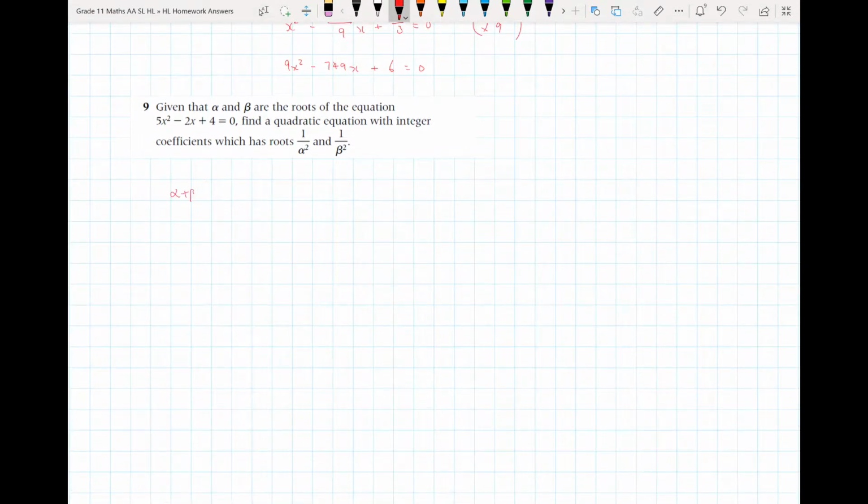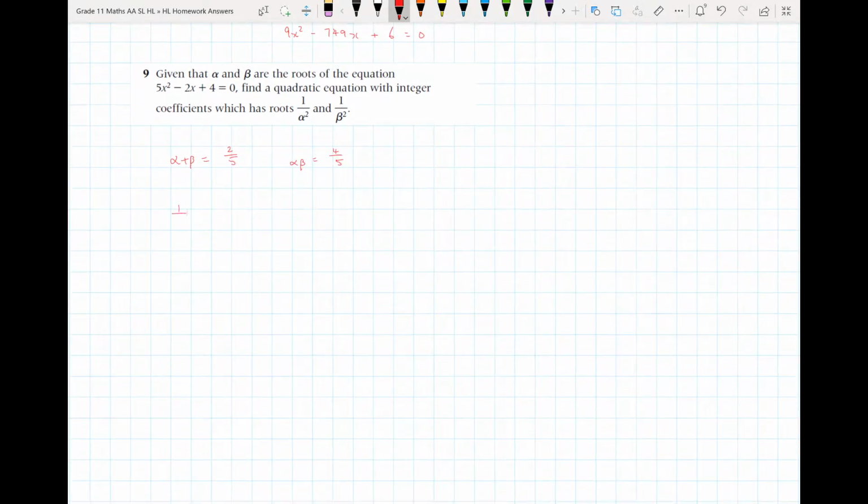All right. The original sum is 2 over 5. Product is 4 over 5. So the new sum is, so this is just alpha plus beta all squared minus 2 alpha beta. Bottom is alpha beta all squared.